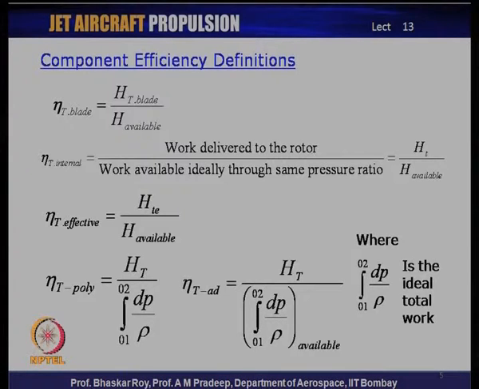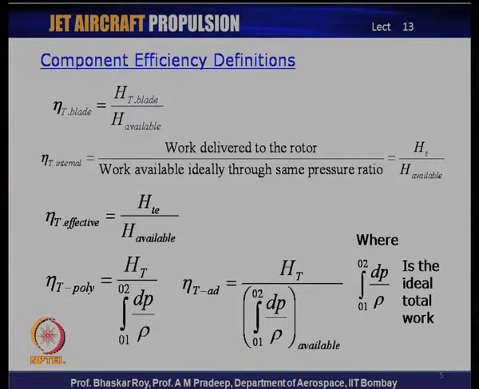The eta T internal, of course, is the work delivered to the rotor or the rotor shaft, as opposed to the work availability ideally through the same pressure ratio. This is given as H available, and this is of course the H that is available to the rotor. The effective efficiency is the H T effective turbine work that is effective with reference to the H available, and this includes some of the losses that we have talked about, and a slightly different efficiency can be configured out of those values if they are available.